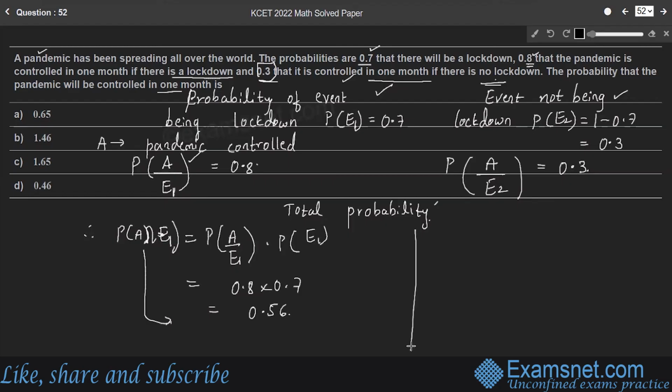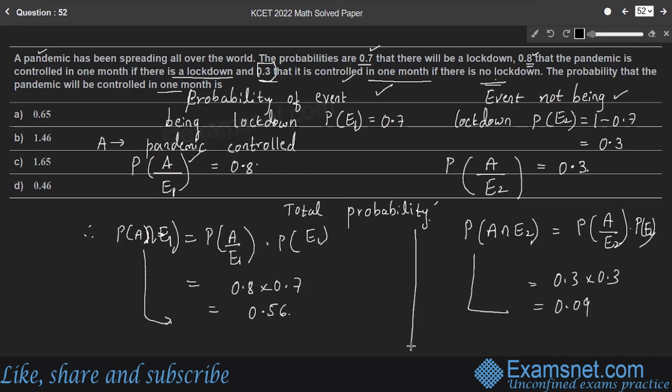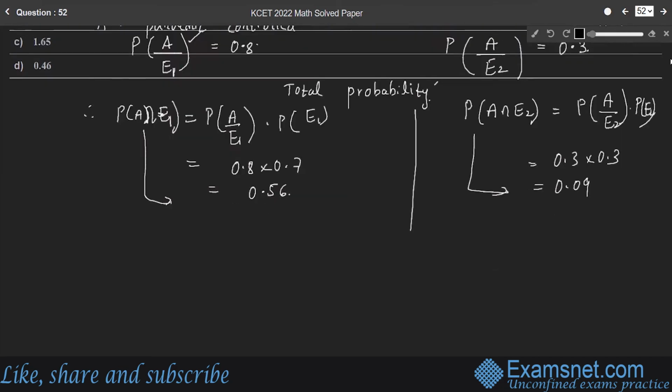So here, the probability that the pandemic will be controlled in 1 month without lockdown, right? Event not being lockdown, that is P of A intersection E2 is equal to P of A over E2 into P of E2. So which is equal to 0.3 into 0.3, which is 0.09, right? So these two are the probabilities that the pandemic will be controlled in 1 month, right?